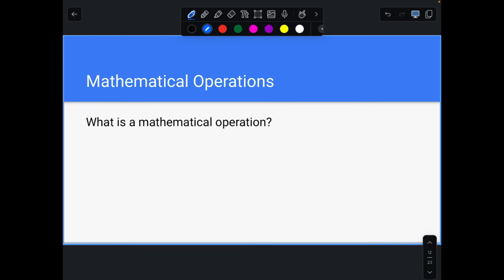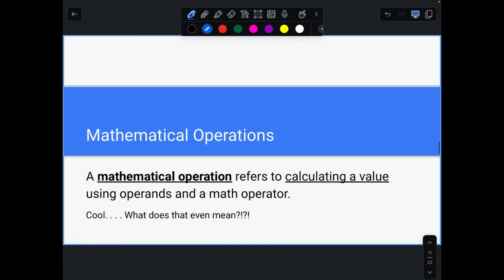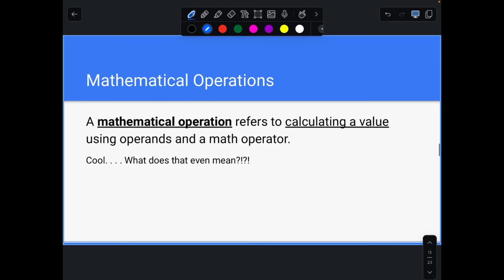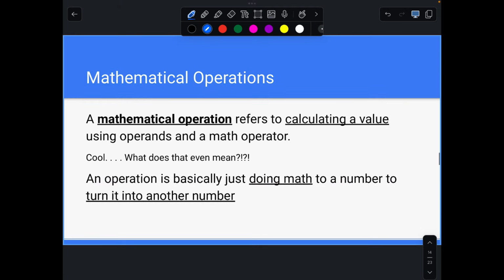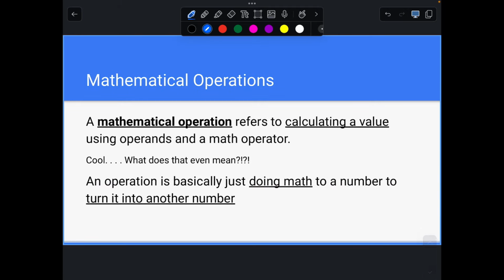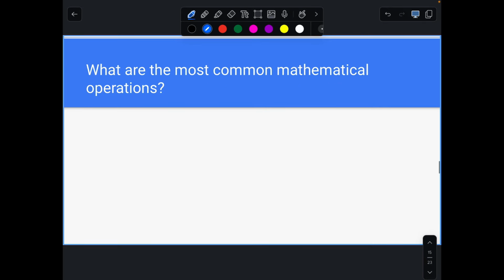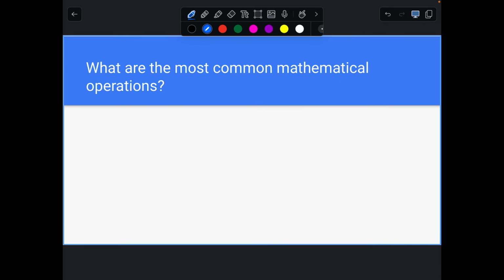Next are mathematical operations. Does anybody know what a mathematical operation is? Okay, the definition, a mathematical operation refers to calculating a value using operands and a math operator. Okay, and sometimes definitions are not super helpful, like cool. What does that mean? What's an operand? What's a math operator? Basically, an operation is just doing math to a number to turn it into another number.